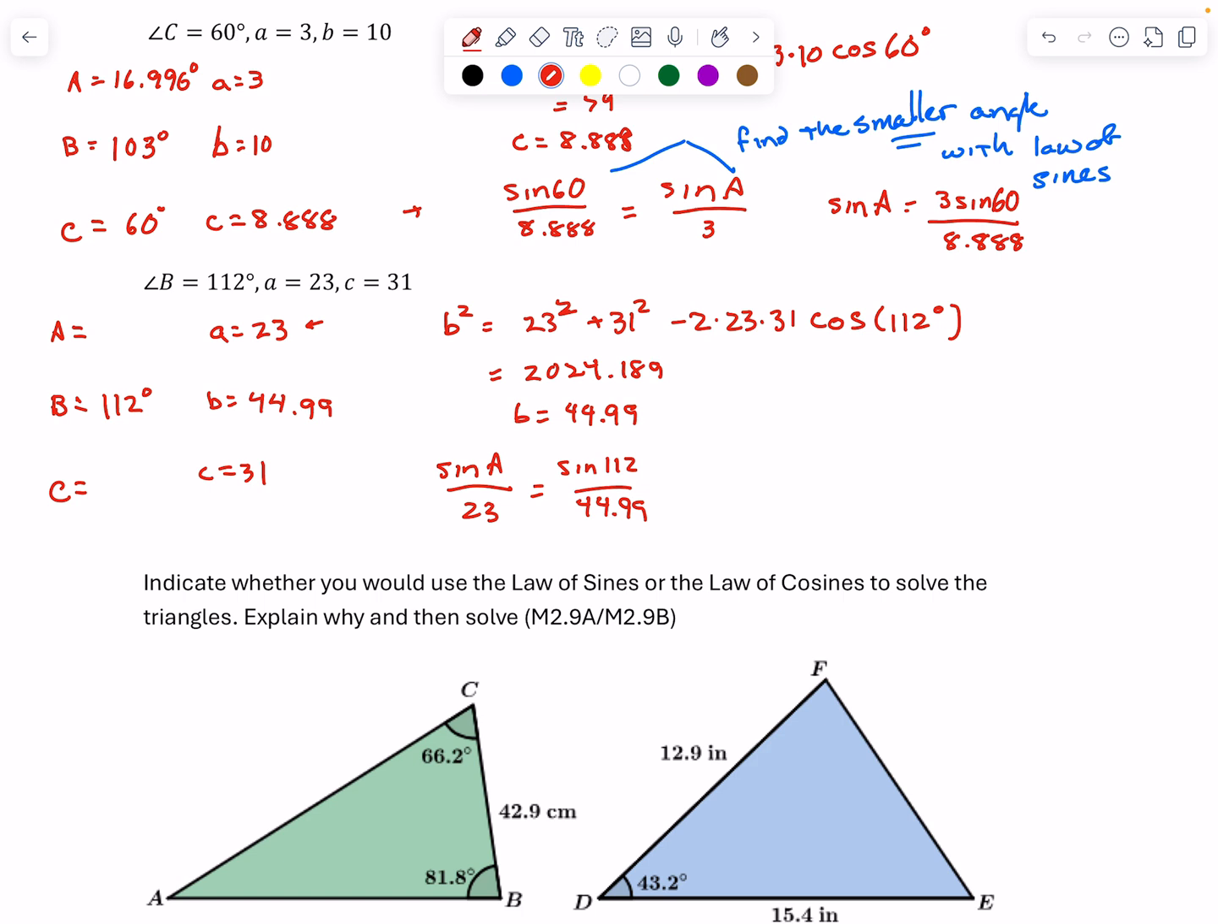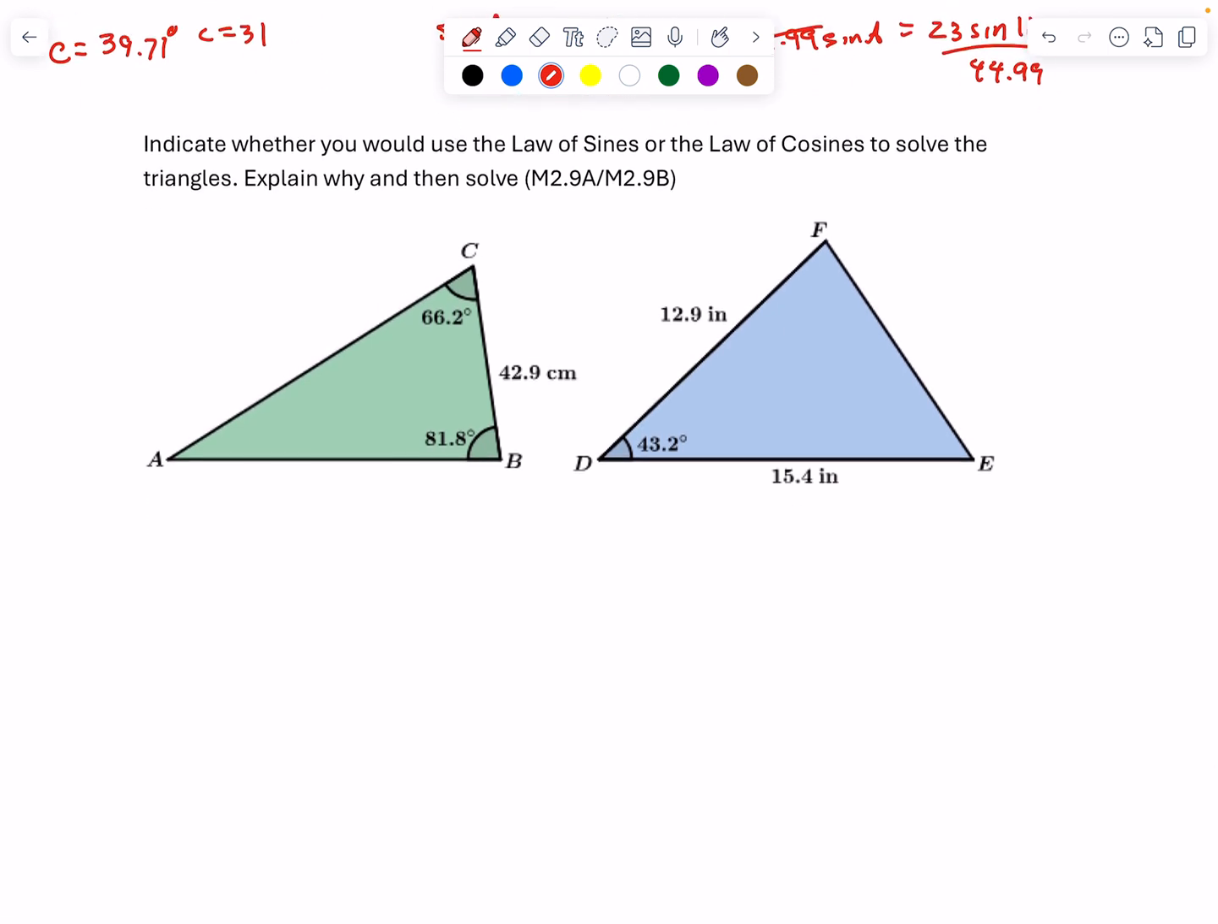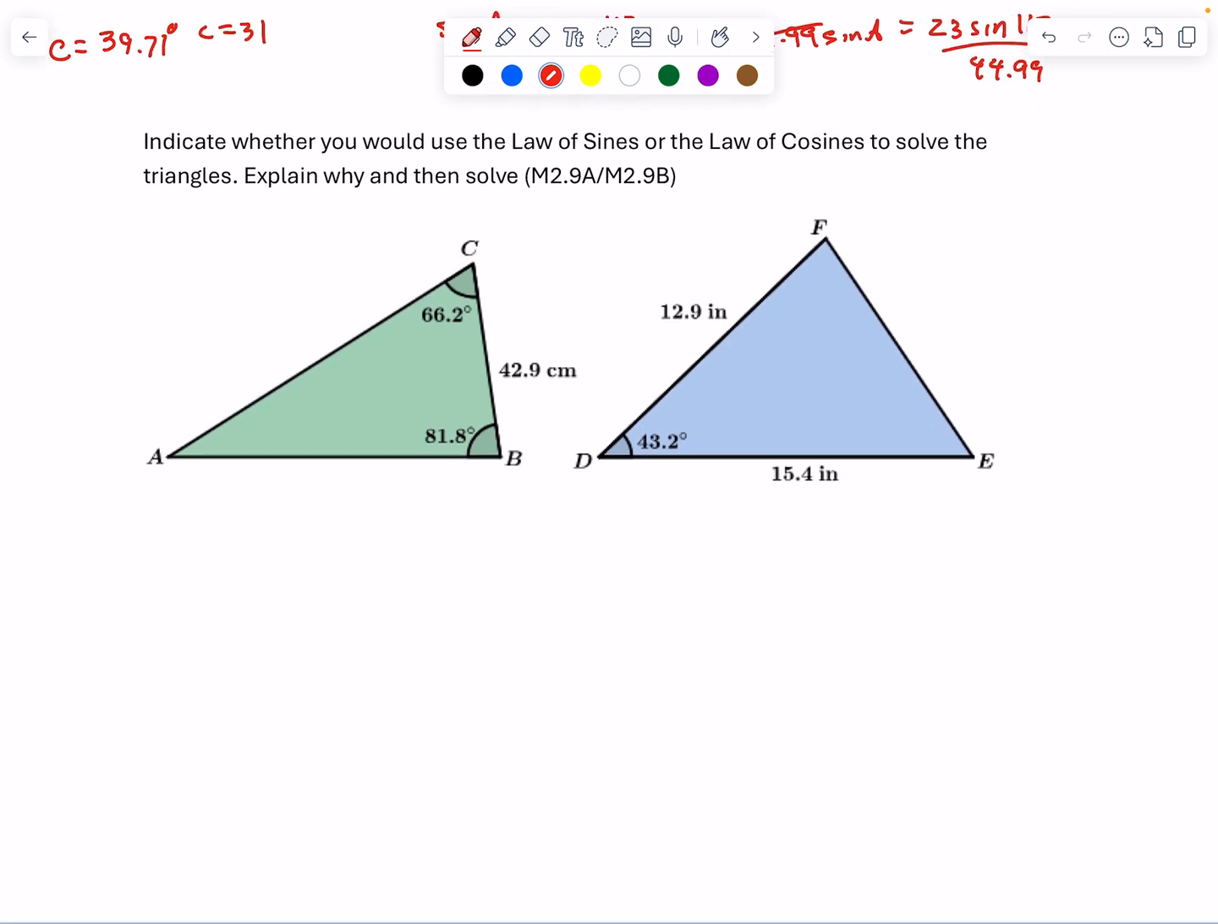Okay, cross multiply. And then second sine to find the angle. And then subtract from 180. There you go. All right, next, this is side angle side.